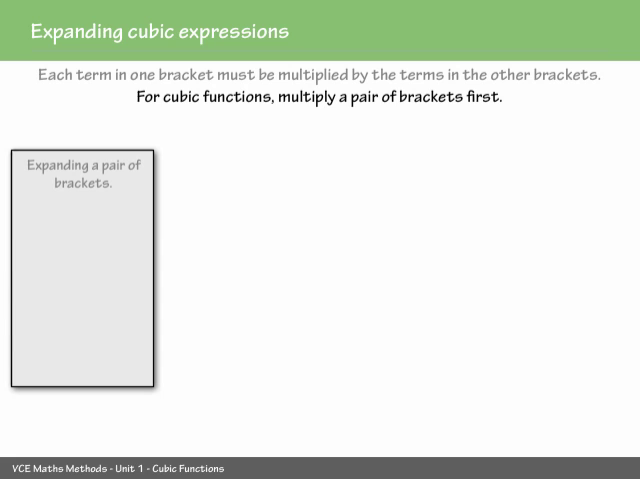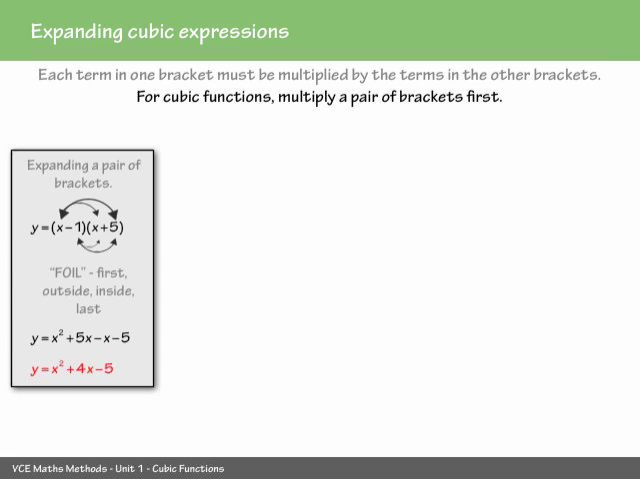So we've seen this in our previous podcast. We've got a pair of brackets, x minus 1 multiplied by x plus 5. We're going to multiply the x by x and 5. We're going to multiply the minus 1 by x and 5. So what we'll end up with is 4 terms. You'll notice that the 5x take away x gives us just one term. So x squared plus 4x take 5 is the expansion of those brackets.